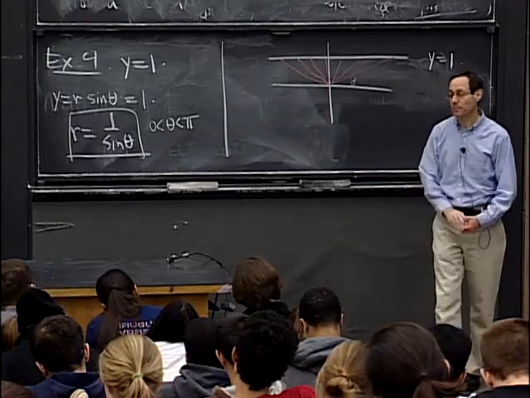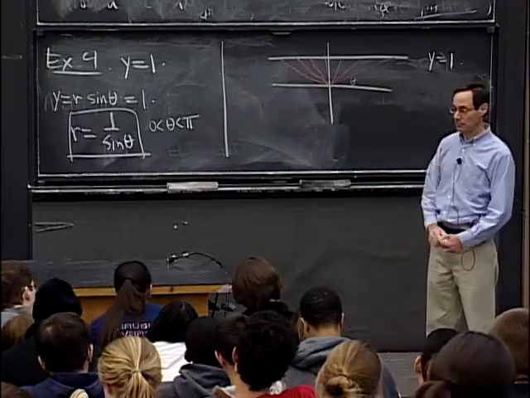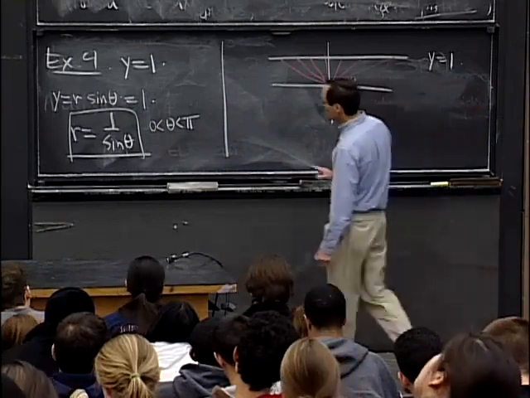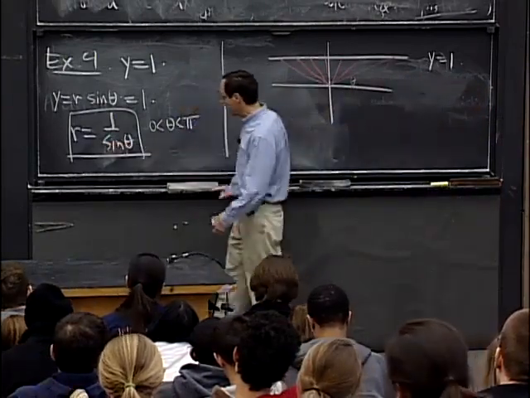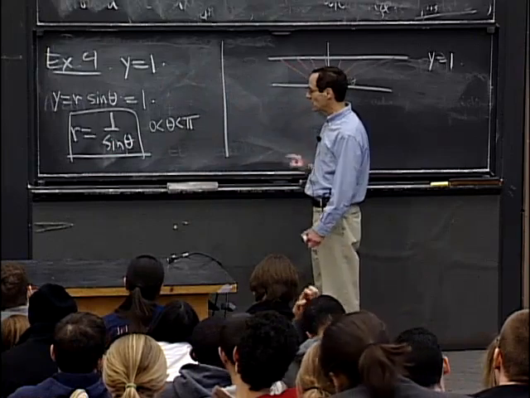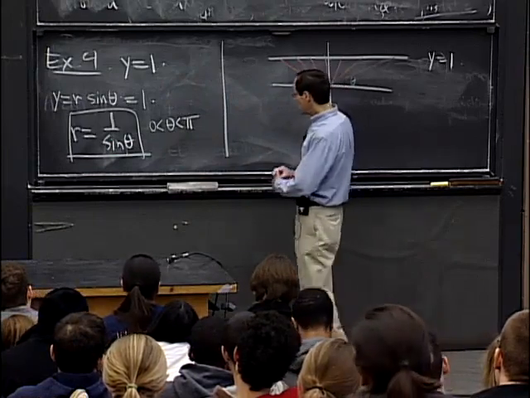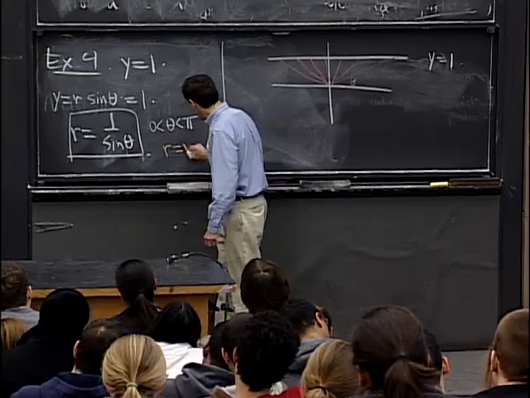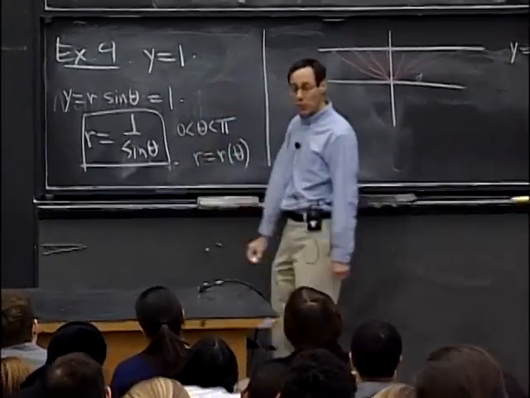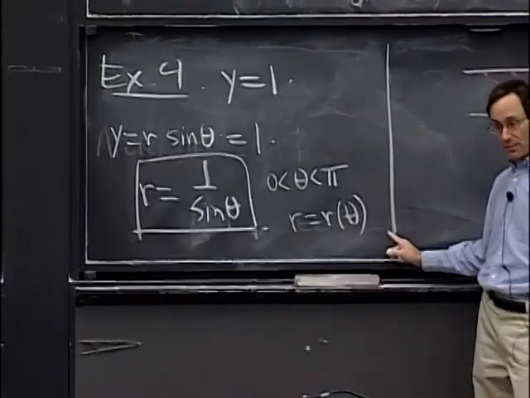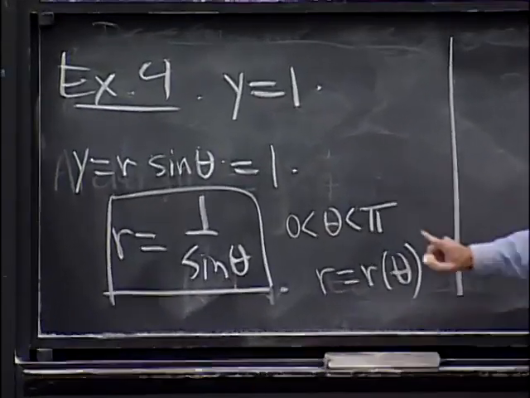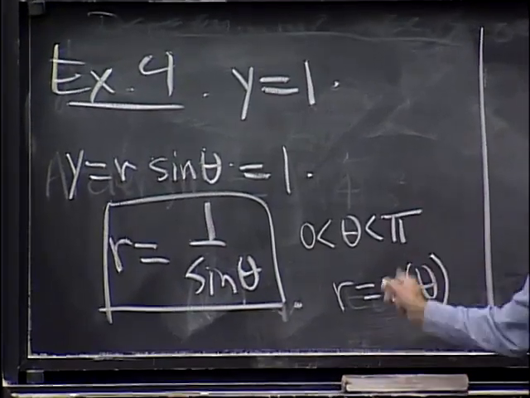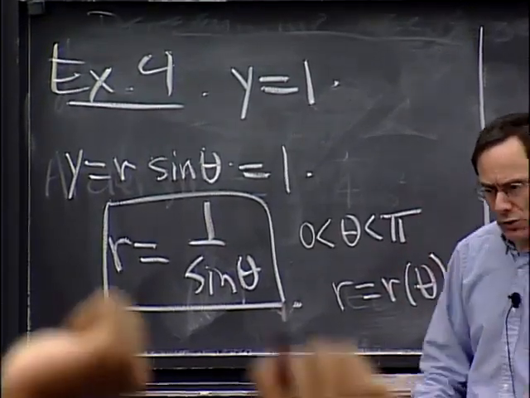Yeah, question? Is it typical to express r as a function of theta or vice versa, or it doesn't matter? The question is, is it typical to express r as a function of theta or vice versa, or does it matter? The answer is that for the purposes of this course, we're almost always going to be writing things in this form. r is a function of theta. And you can do whatever you want. This turns out to be what we'll be doing in this course exclusively.